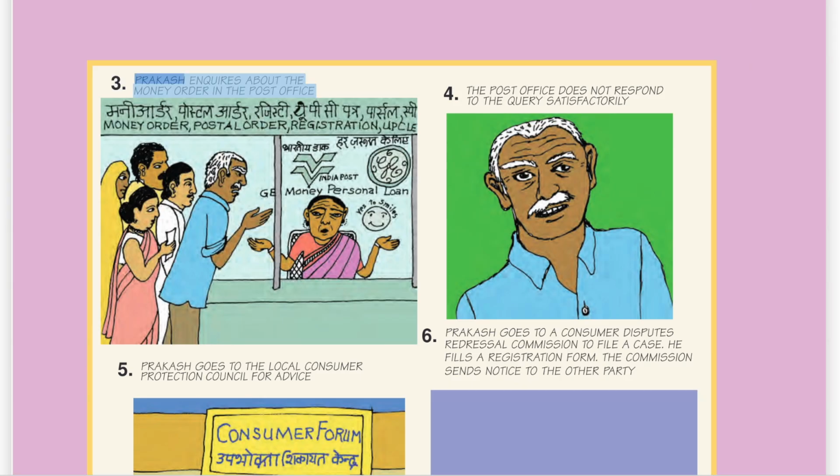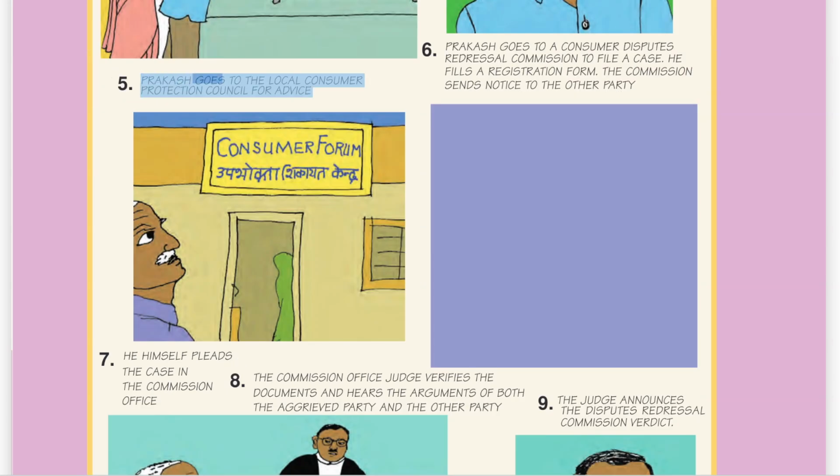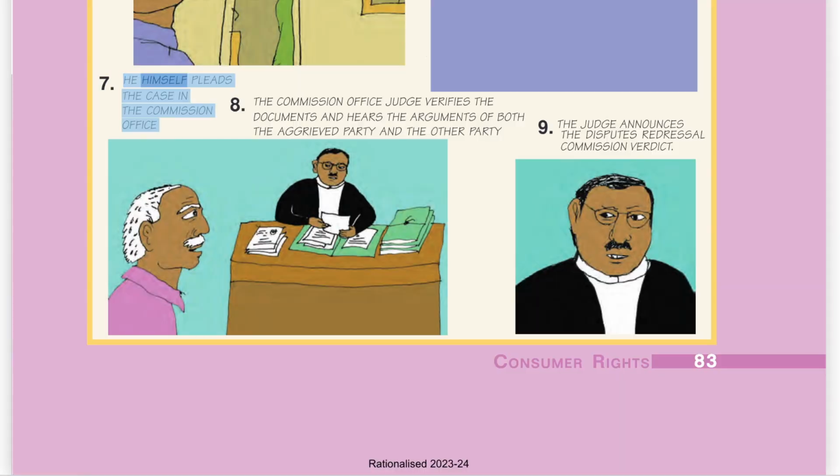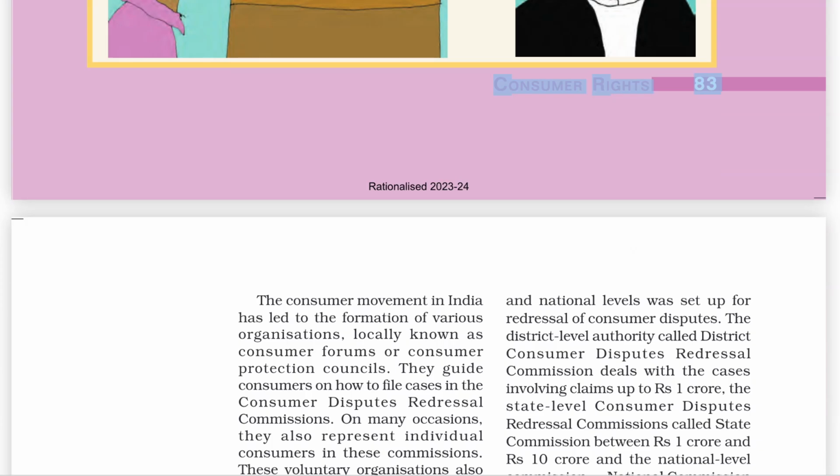3. Prakash inquires about the money order in the post office. 4. The post office does not respond to the query satisfactorily. 5. Prakash goes to the local Consumer Protection Council for advice. 7. He himself pleads the case in the commission office. 9. The judge announces the Disputes Redressal Commission verdict.